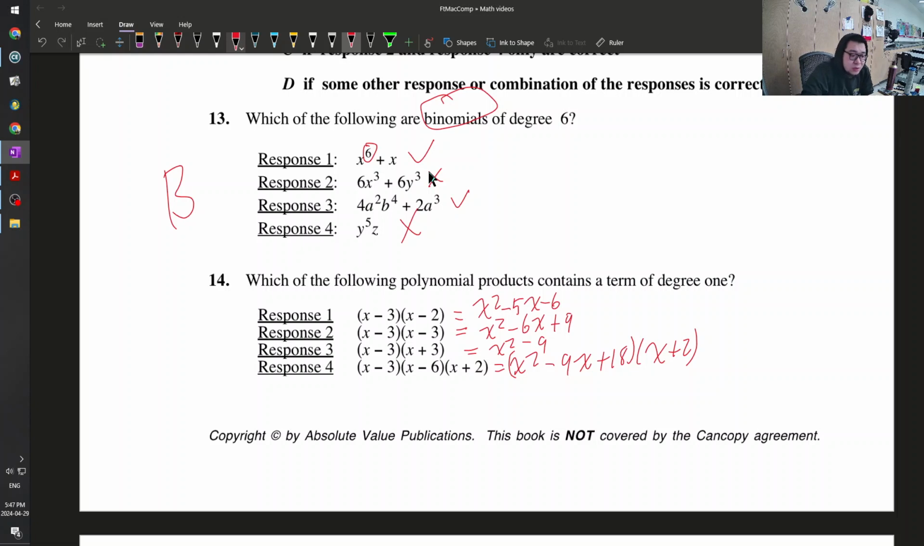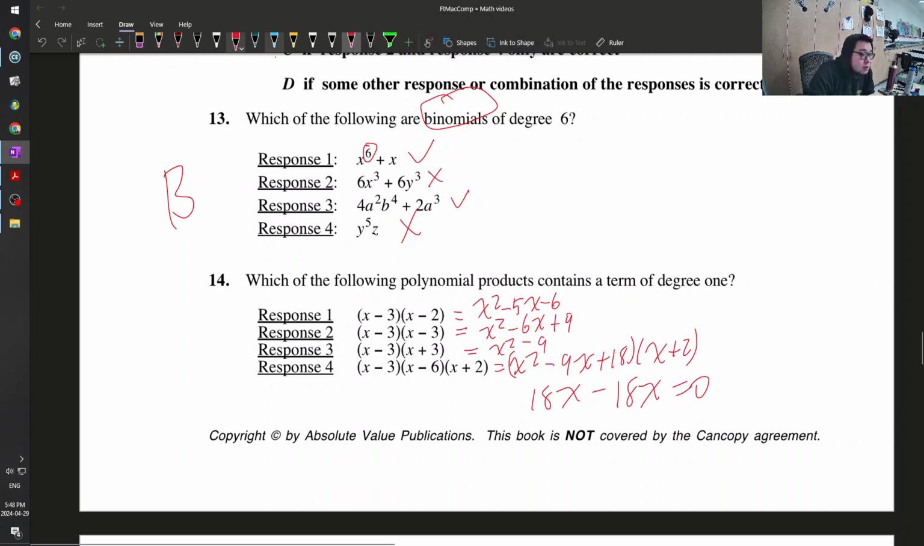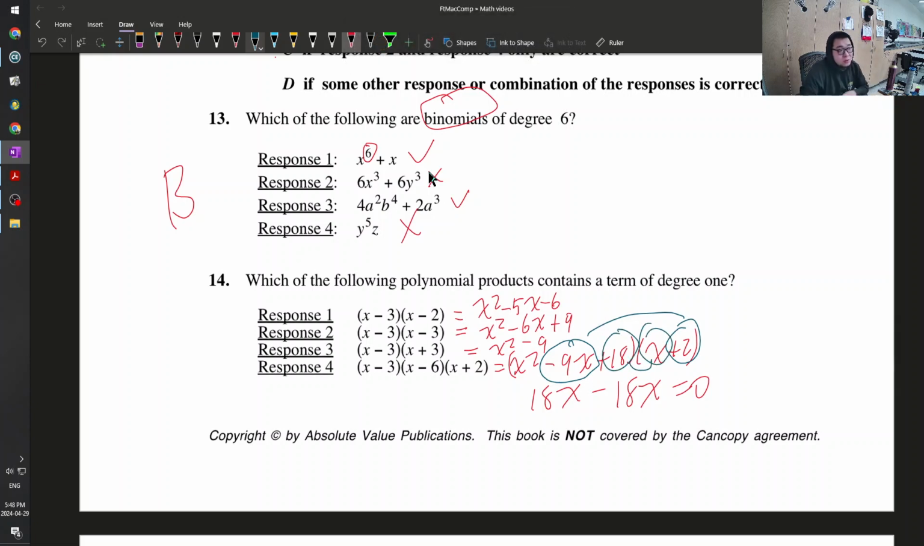So I only care about things with degree 1, so the only thing that can result in degree 1 is 18 times x, so 18x, and negative 9x times 2, which is minus 18x, which is 0. So this one doesn't have degree 1. How do I know it? It's because beside negative 9x times 2 and then 18 times x, there cannot be any other two terms that multiply to degree 1, because only degree 1 and 0 multiply to degree 1, or degree 0 and 1 multiply to degree 1. So that's 1 times 0 and 0 times 1.